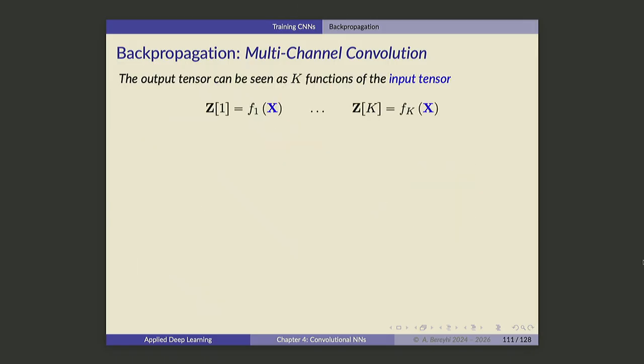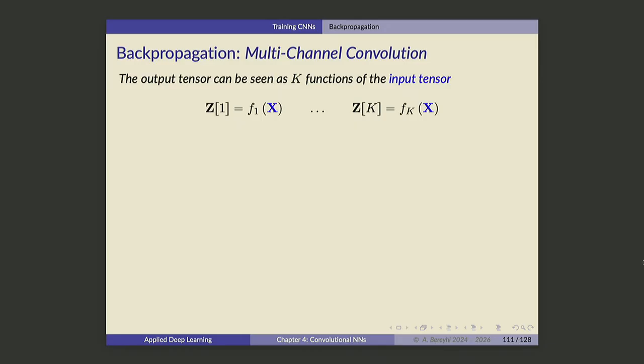So the first output map is the convolution of x with the first filter. To shorten all the notation, I'm going to call the convolution of the first filter with the input F1, and so on till Fk.